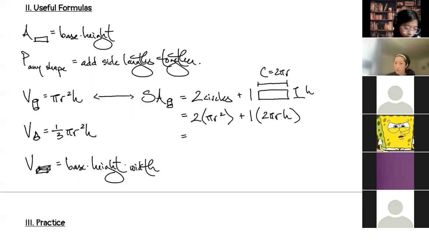But that's sort of where those formulas come from. When you look up the surface area for a cylinder, it looks very complicated, but you basically have 2 circles, top and bottom, plus the 1 rectangle. And that's where we get that surface area formula from, okay?